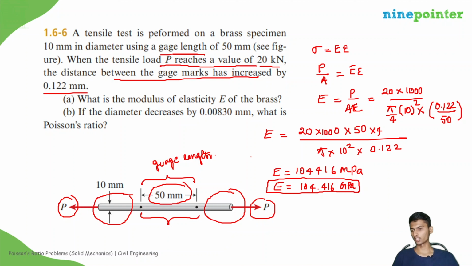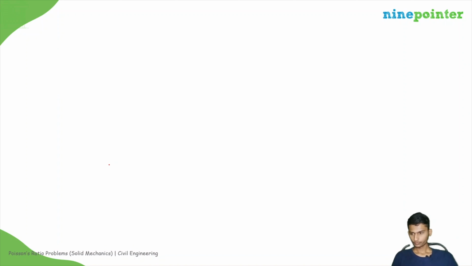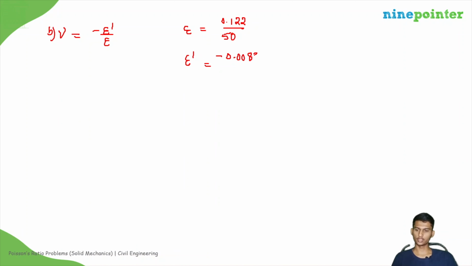Now let us move to second question. If the diameter decreases by 0.00830 mm, what is the Poisson's ratio mu? We already know if we apply a tensile force, then in lateral direction there will be compression. So Poisson's ratio mu for brass will be equal to minus epsilon dash divided by epsilon. So what is epsilon? It is axial strain. Axial strain is 0.122 mm divided by 50. And what is epsilon dash? That is, see, it is decreased, right? So minus 0.00830 divided by 10, the initial diameter.